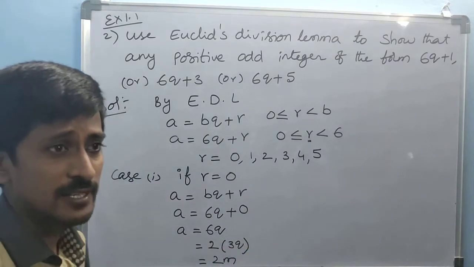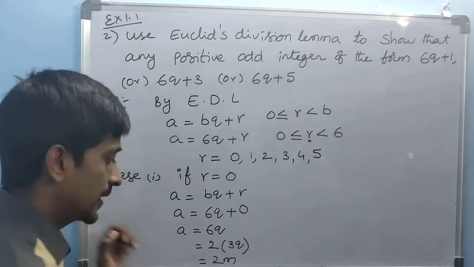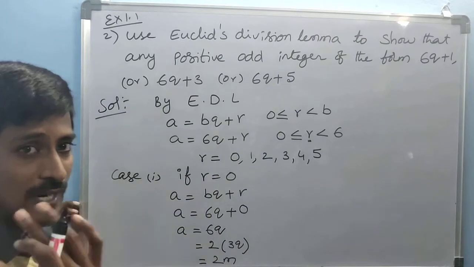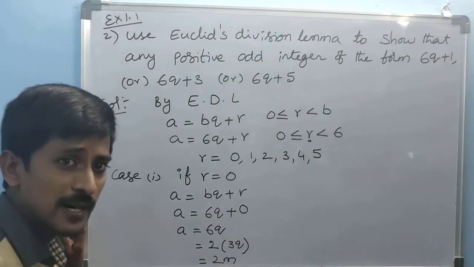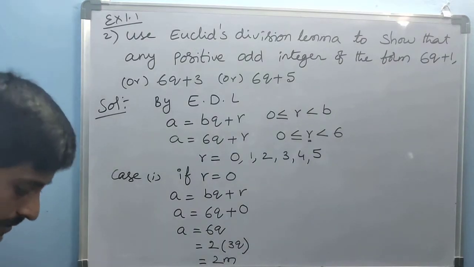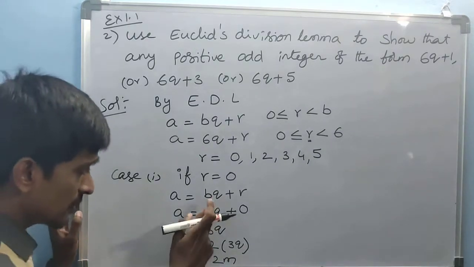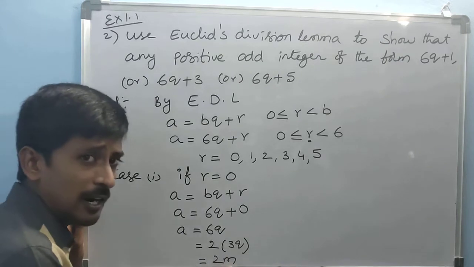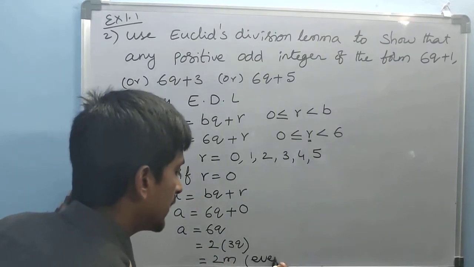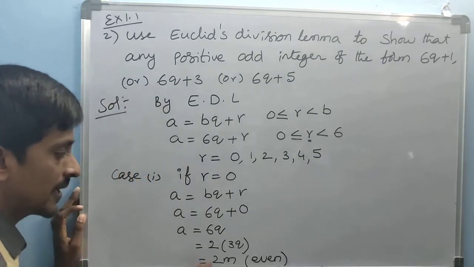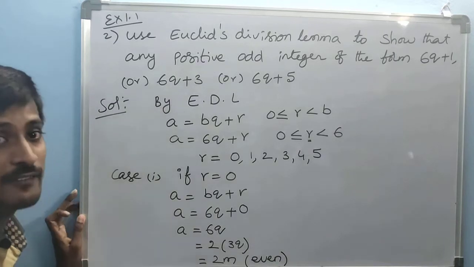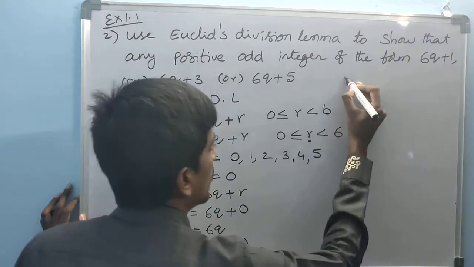2m is the general form. Already I gave the introduction. What is the general form of even numbers? 2m. 2m is the general form of an even number. So it is even. 6q is an even number. This is the first case.